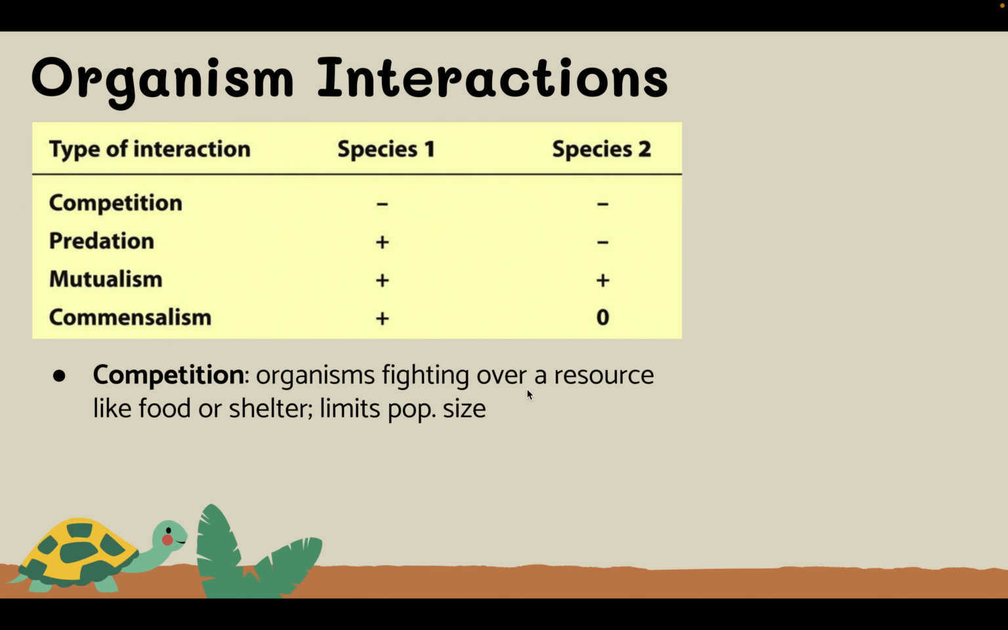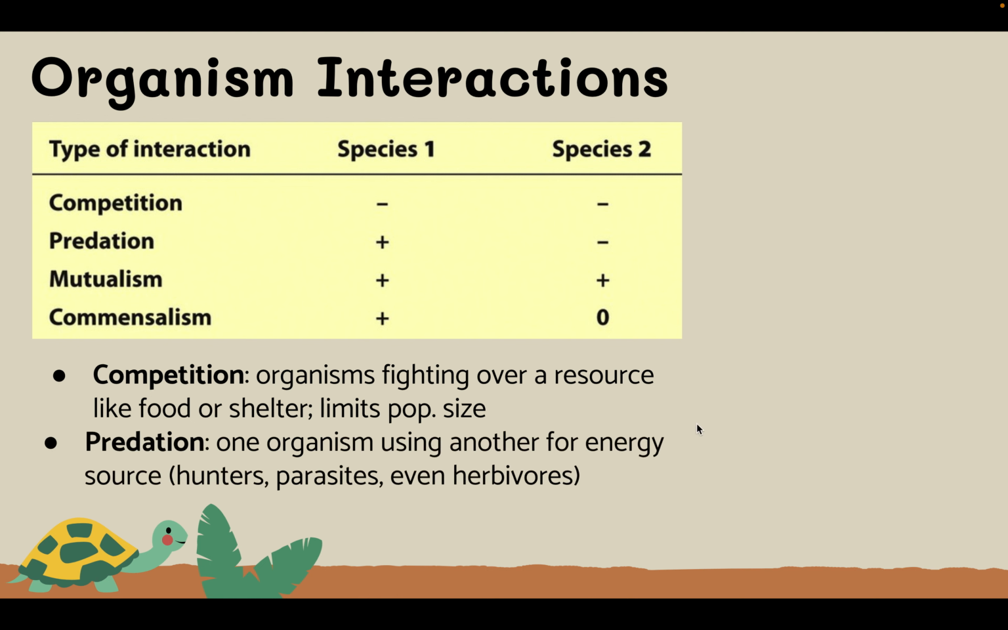Let's start off with competition. This is where organisms are fighting over a resource like food, shelter, mates, or water. This will limit a population size because of that competition. What these positives and negatives, and in a minute the zero, mean is that competition is not good for either one of the species, because it limits the population size. If you're busy fighting over food or trying to find a place to live, some sort of shelter to protect you, then you're competing with another organism and someone is going to lose out. So this isn't necessarily a good thing for either organism.